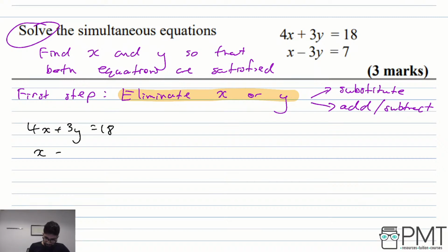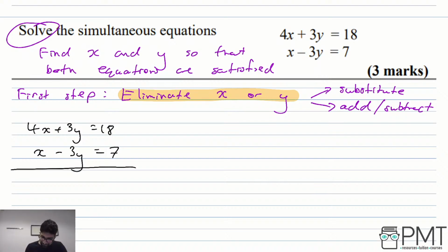4x plus 3y is equal to 18, x minus 3y is equal to 7. So you have got some answers there. X equals 5, I think you are right. Well done. Let's see how we get there. So we said that we are going to add them together. Why are we adding them together? The idea is, remember, eliminating either x or y.